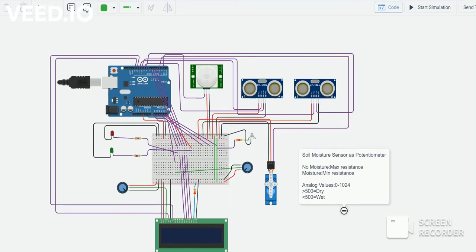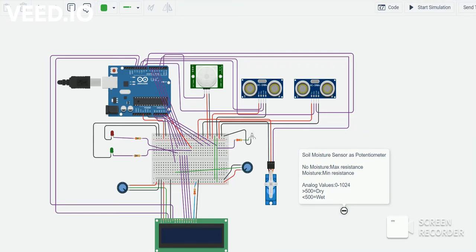In our project, we have used Arduino Uno, PIR sensor, ultrasonic sensors, potentiometer, and a servo motor. The ultrasonic sensor is used to monitor if the bins are filled or not. The PIR sensor is used to sense if the waste is present or not. And the LCD display is used to display the kind of waste, the level of waste in the dustbin, and so on.